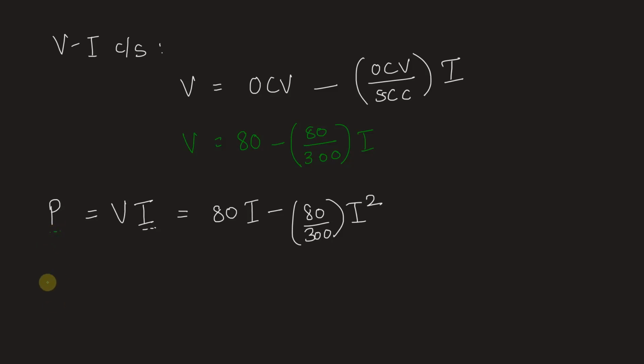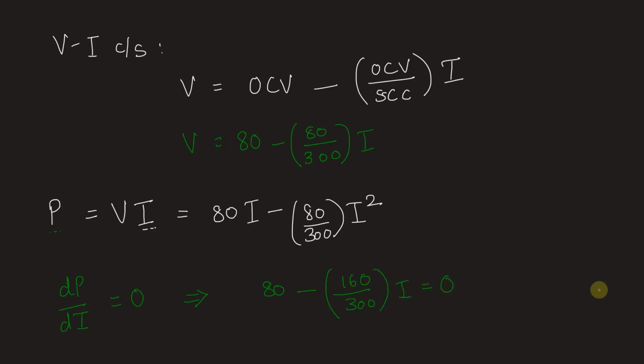To get the maximum power, we can differentiate power with respect to I and then equate it to 0. So by differentiating this power expression, the derivative of 80I is 80, only the constant, minus the derivative of I square, which is 2I. So we can write this as 80 minus 2 into 80, that is 160, divided by 300 into I, equal to 0.